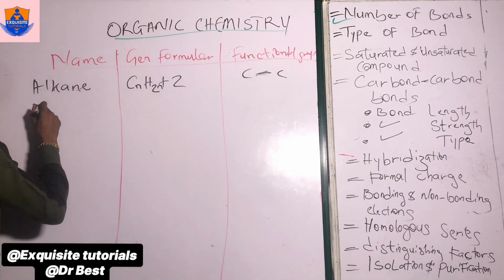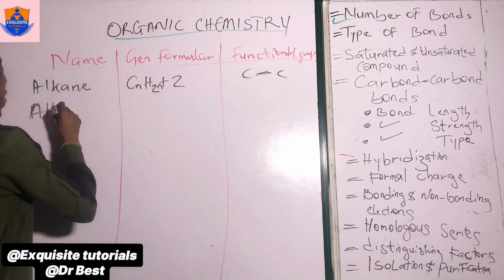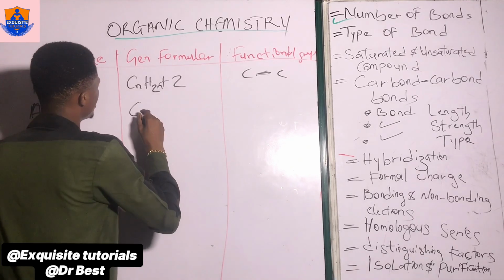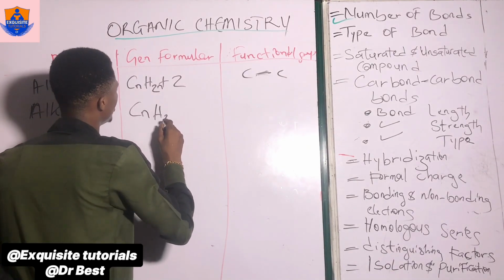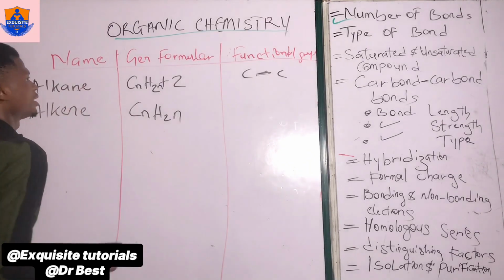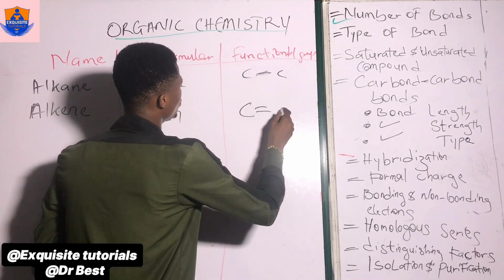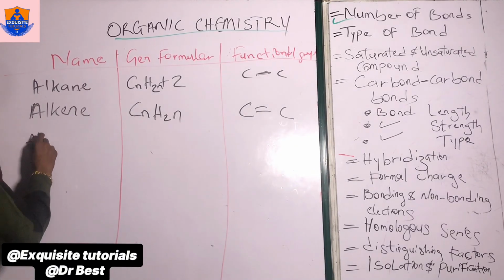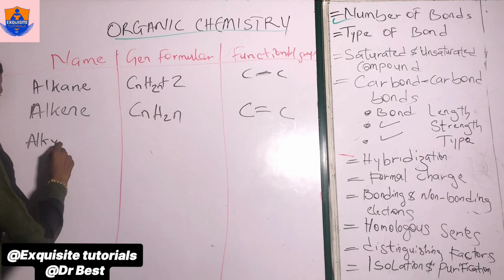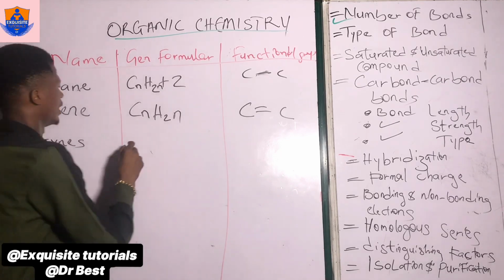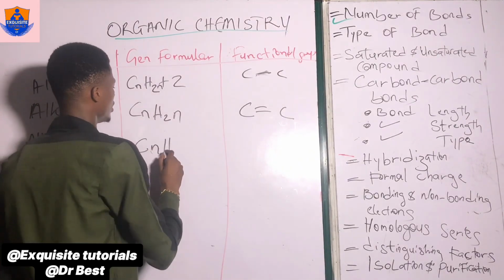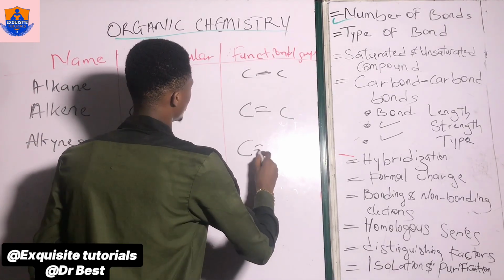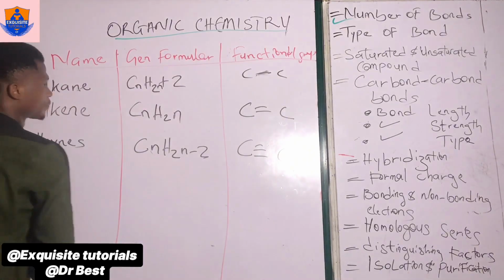Then we have alkenes. Alkenes are CnH2n. That's all. You are not adding anything. The functional group is your double bond. We have alkynes. Alkynes are CnH2n-2. The functional group is your triple bond.